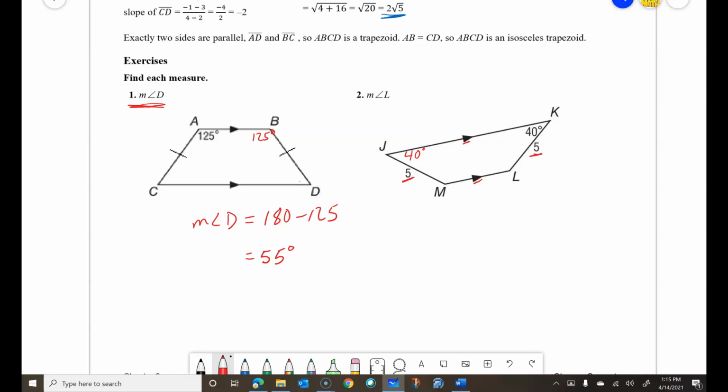But they want angle L. So angle L, just like we did previously, to find the measure of angle L, we would take 180 and subtract away the 40 that lives right next to it. So the measure of angle L would be 140 degrees.